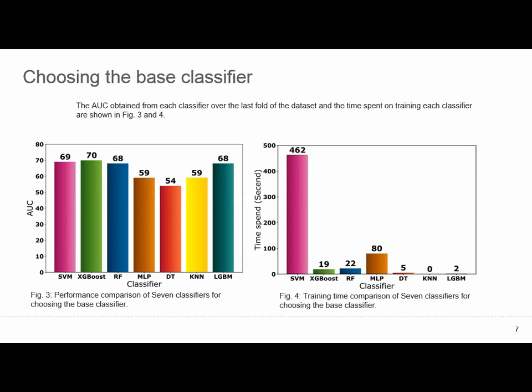We measure the training time and accuracy of 7 candidate classifiers to select a base classifier. These classifiers were chosen from different types such as neural networks, hybrid methods like bagging and boosting, and other simple classifiers. The AUC obtained from each classifier over the last fourth of the dataset and the time spent on training each classifier are shown in Figure 3 and 4 respectively. Finally, XGBoost classifier was selected for having the highest performance and a good execution time.